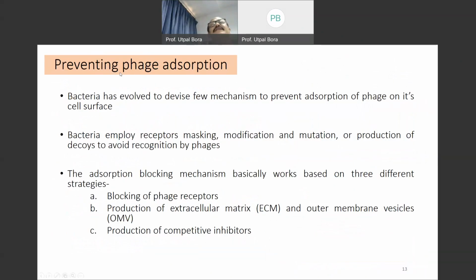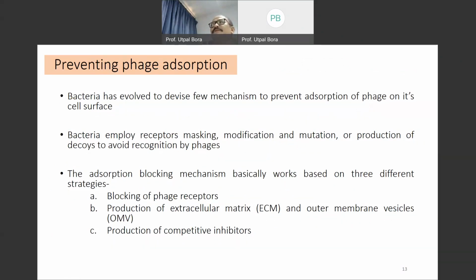Now here, bacteria go for preventing the phage adsorption. So you don't even allow the person to get into your home if he is a troublemaker, right? That is the strategy many people adopt, right? And it's one of the perfect strategies, because once the guy comes inside, you really have to fight with him and throw him out.